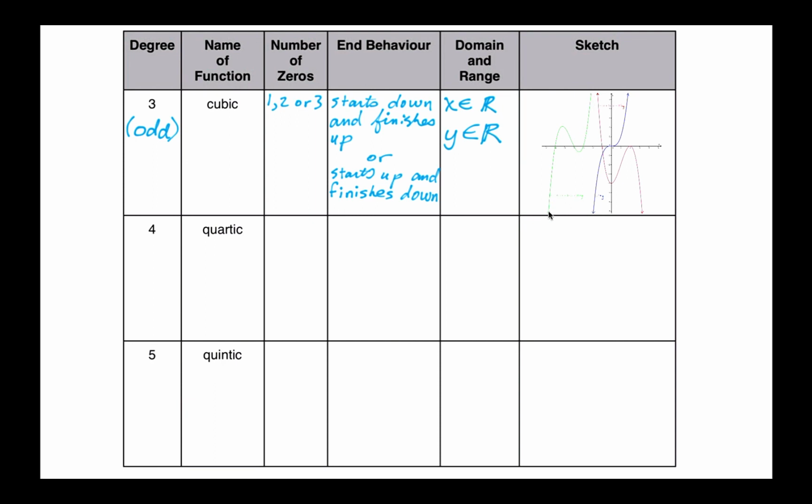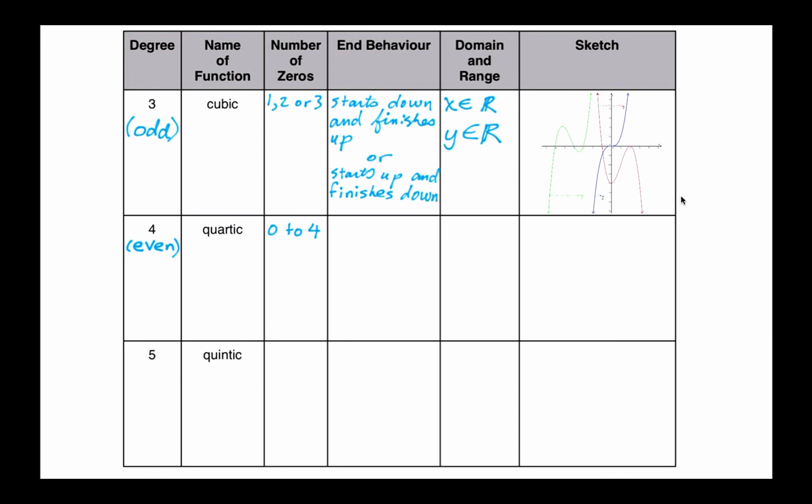And you notice that I'm also showing that it can start down and finish up, or it can start up and finish down. This one has a lead coefficient that is positive, this one has a lead coefficient that is negative. So now polynomial degree 4 is even, and a quartic can have 0 up to 4 zeros.